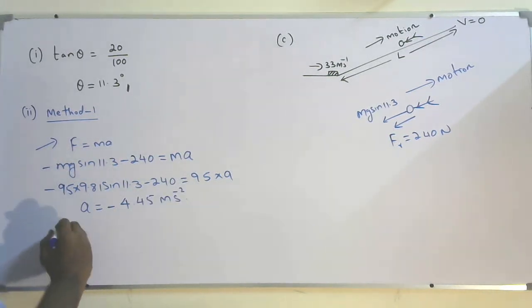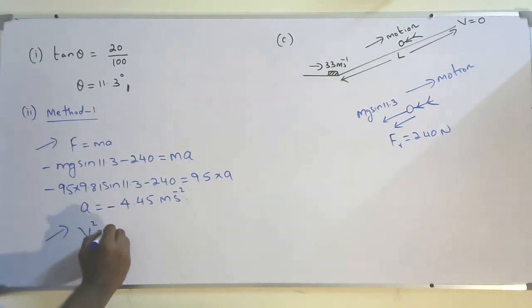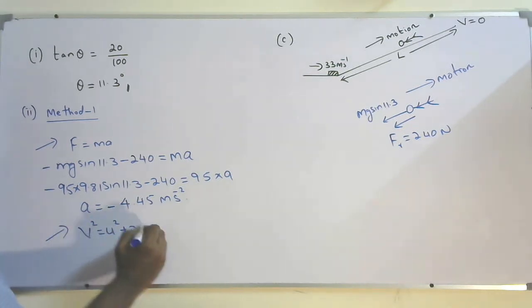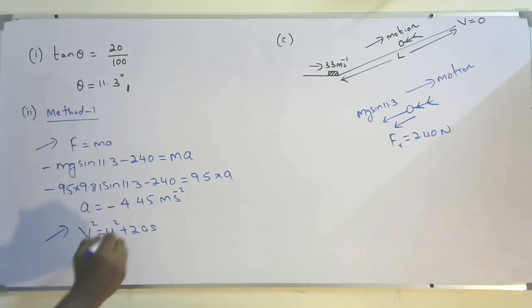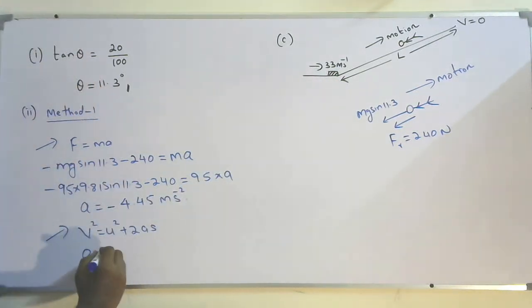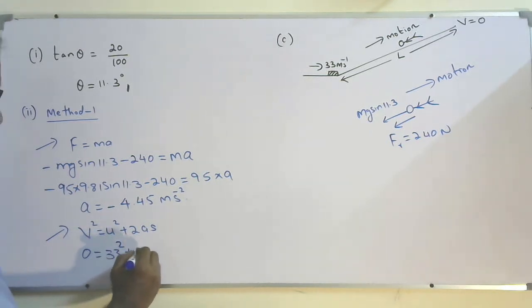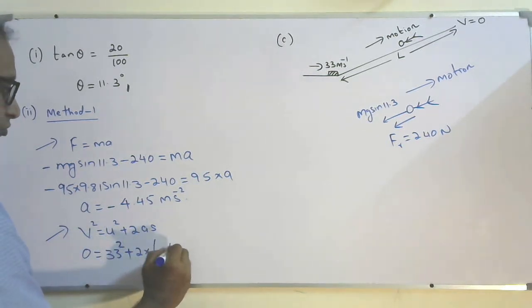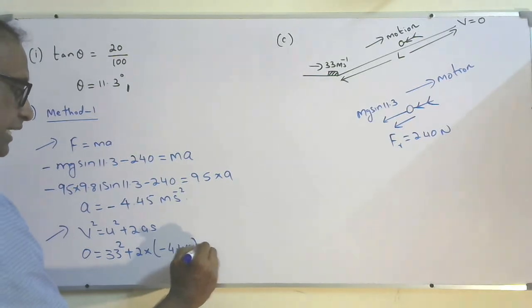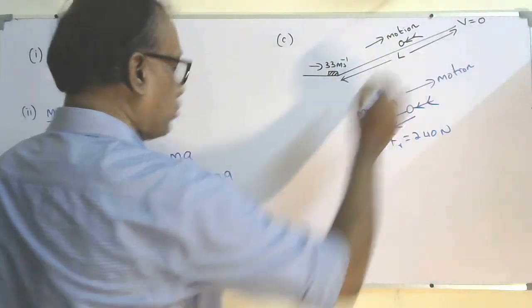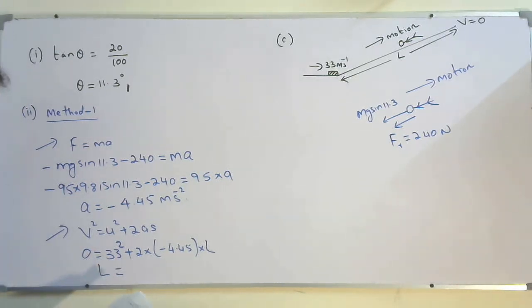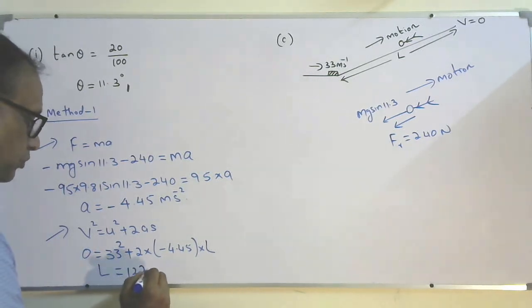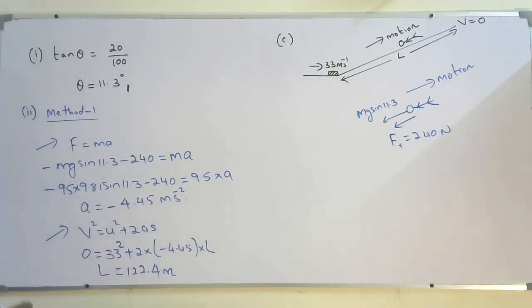Okay, so use along this direction v squared equals u squared plus 2as. Final speed is 0, he is coming to rest. Initial speed is given, 33 meters per second, so 0 equals 33 squared plus 2 times minus 4.45 times the distance he is going to move along the slope, L. Solve it and find L. You will get 122.4 meters. That is method 1.